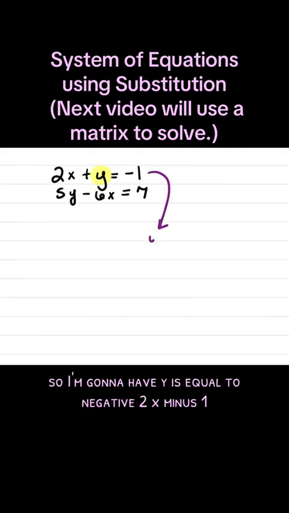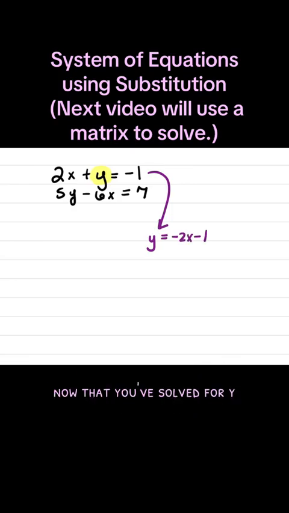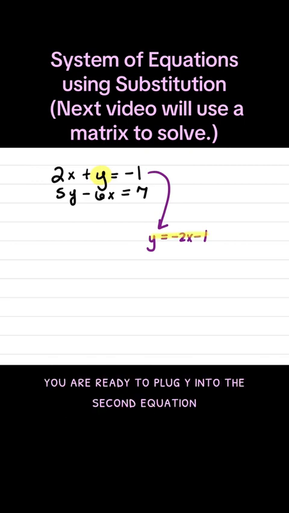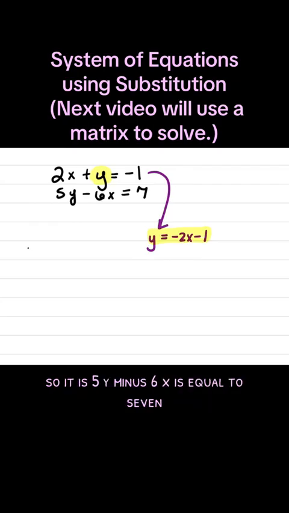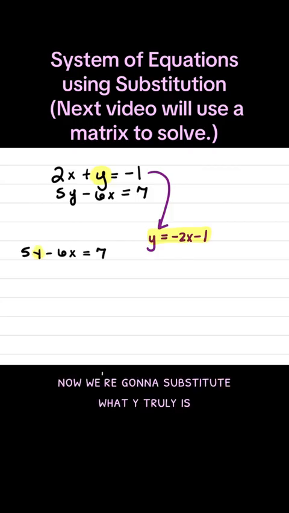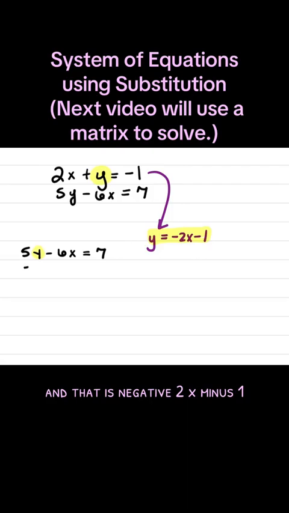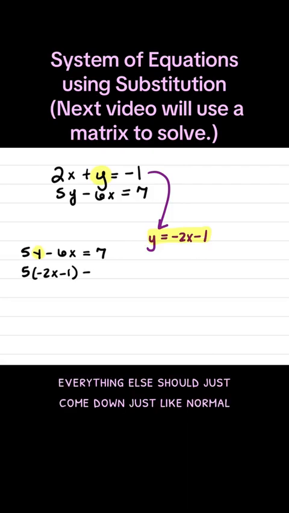So I'm going to have y is equal to negative 2x minus 1. Now that you've solved for y, you are ready to plug y into the second equation. So I'm going to go ahead and write the second equation down. So it is 5y minus 6x is equal to 7. Now, we're going to substitute what y truly is, and that is negative 2x minus 1. Everything else should just come down just like normal.